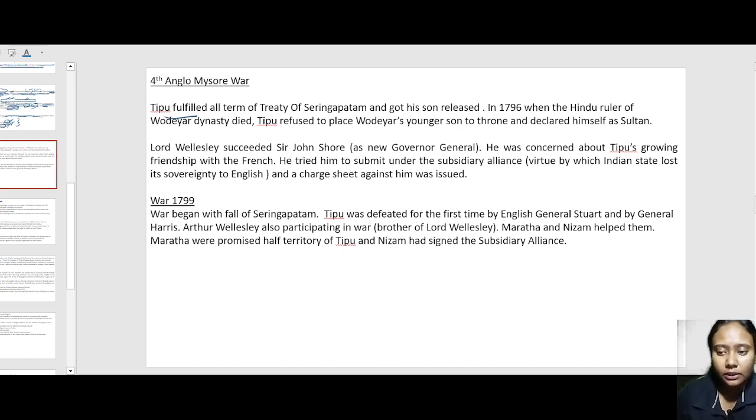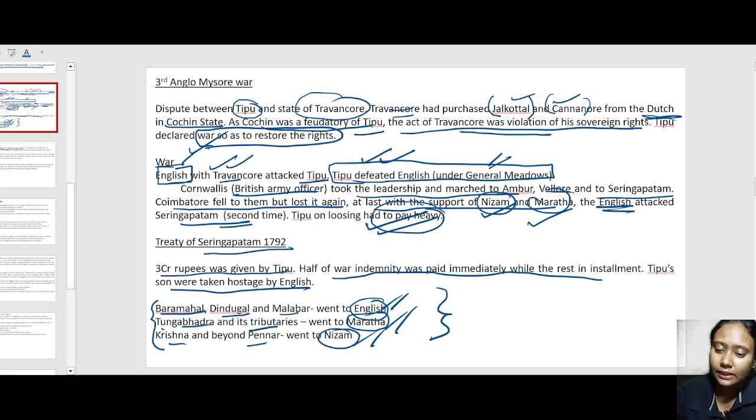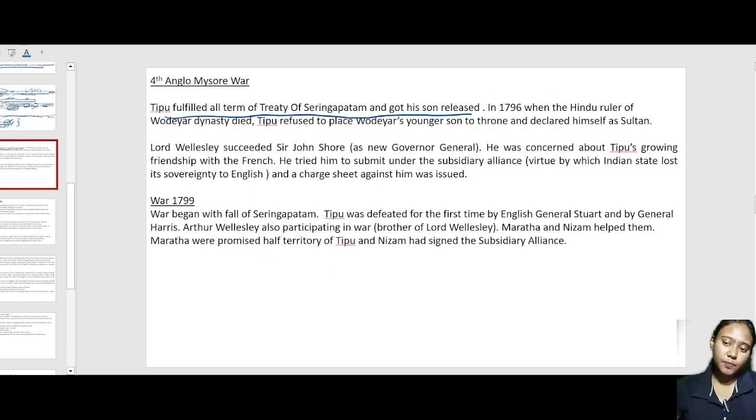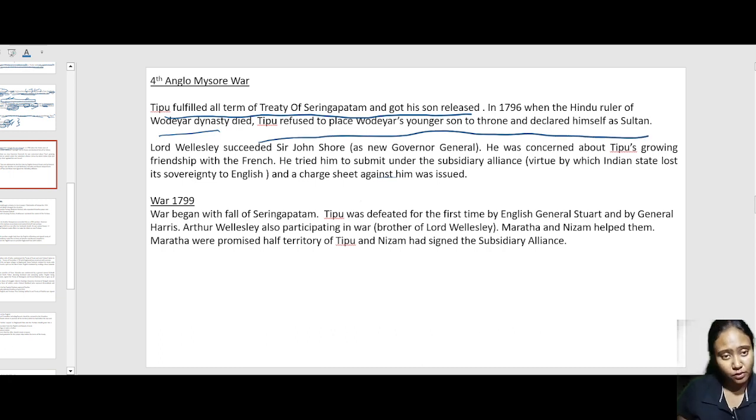Comes the Fourth Anglo-Mysore War. Tipu fulfilled all the terms of the Treaty of Seringapatam and got his son released. So, on fulfilling every aspect of the Treaty of Seringapatam, his son was released in 1797, when the Hindu ruler of the Wodeyar dynasty died. Tipu refused to place Wodeyar's young son on the throne and declared himself Sultan.